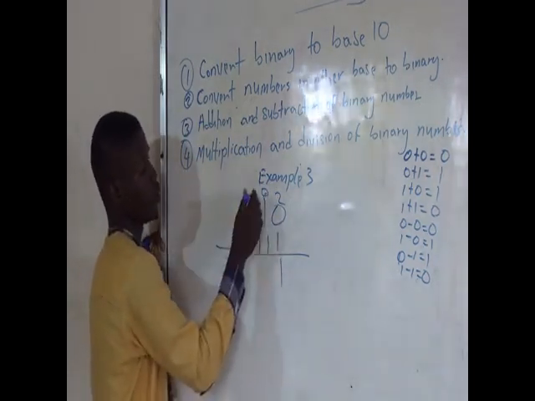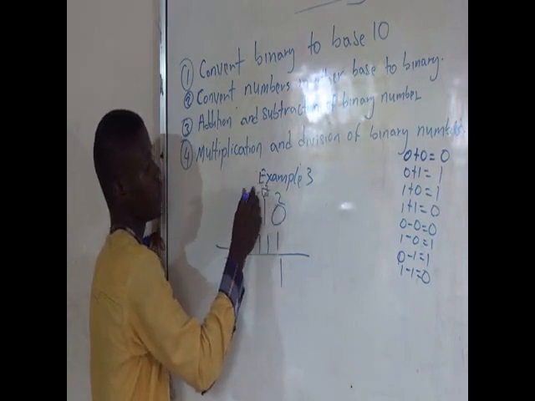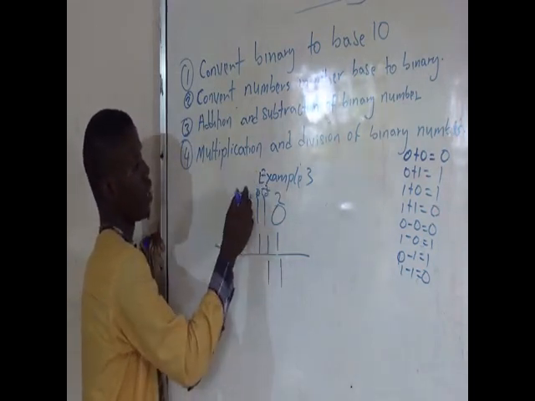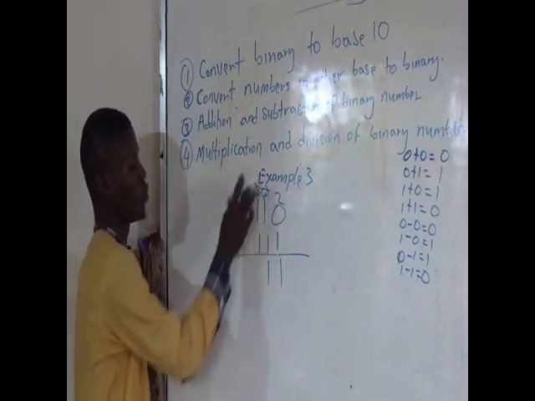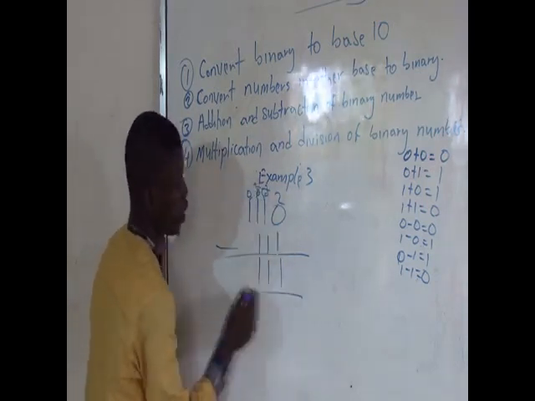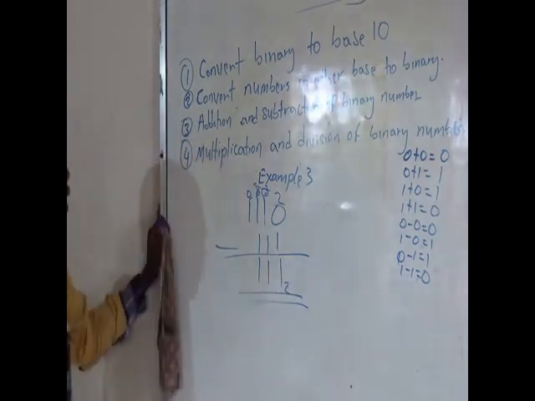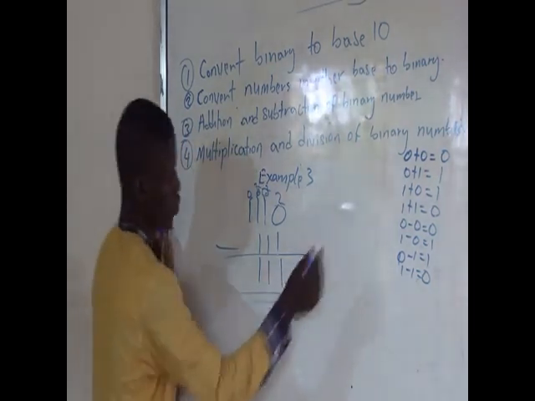0 minus 1 is impossible, we still borrow from here to give us 2, here remains 0. 2 minus 1 will give us 1. Borrow from here, here remains 0, here will be 2. 2 minus 1 will give us 1. So our answer will be 1, 1, 1 base 2. Then example 4.